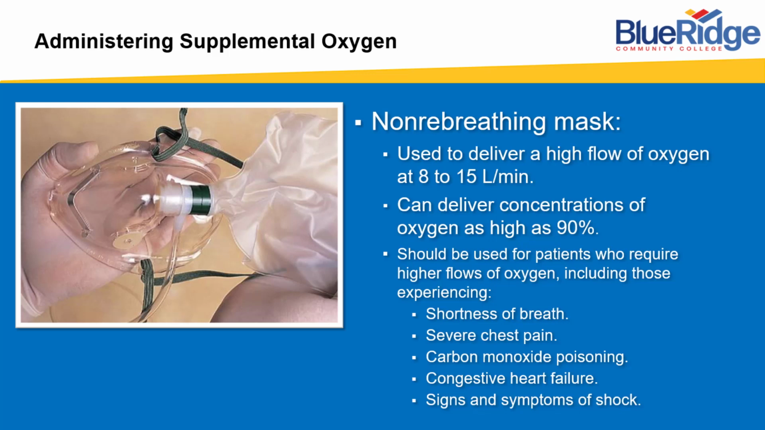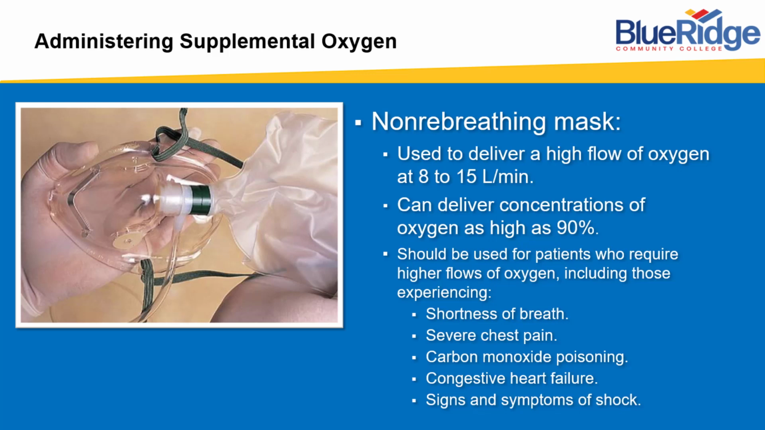mask. These are designed to deliver a higher flow rate of oxygen between 8 to 15 liters per minute and can deliver concentrations of oxygen as high as 90%. These should be used for patients who require higher flows of oxygen, experiencing respiratory distress, trauma victims, things like that. Chest pain, carbon monoxide poisoning, congestive heart failure, fluid in the lungs, and then signs and symptoms of shock.